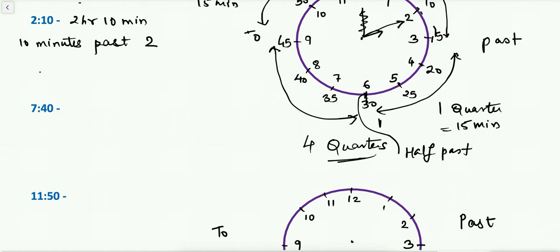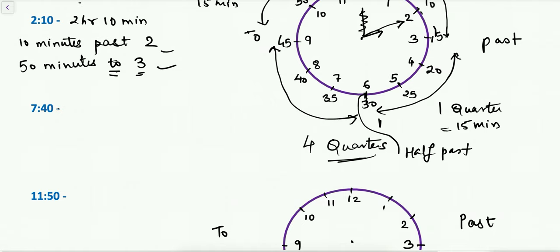So 10 minutes past 2, or we can say that 60 minus 10 is 50, 50 minutes to 3, that is to the next hour, which is 3. That is 50 minutes left for 3 or 10 minutes over for 2. This is how we read the time: 10 minutes past 2 and 50 minutes to, moving ahead to 3.